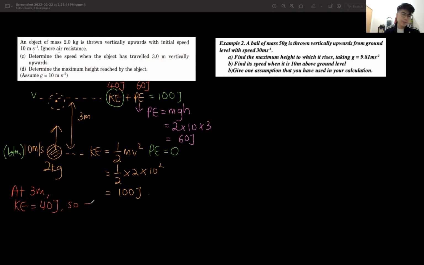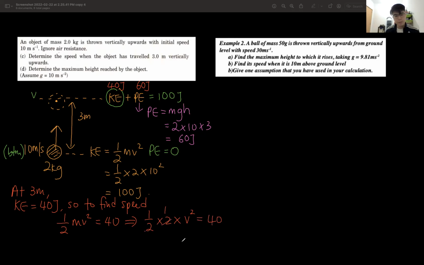So to find speed at that height, half mv squared equals 40. Okay, so half times 2 times v squared equals 40. Cancel. This is v equals square root of 40. This is going to be 6.32.